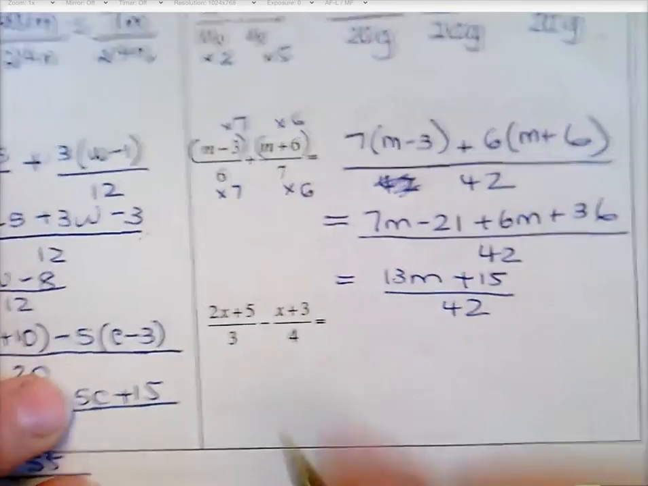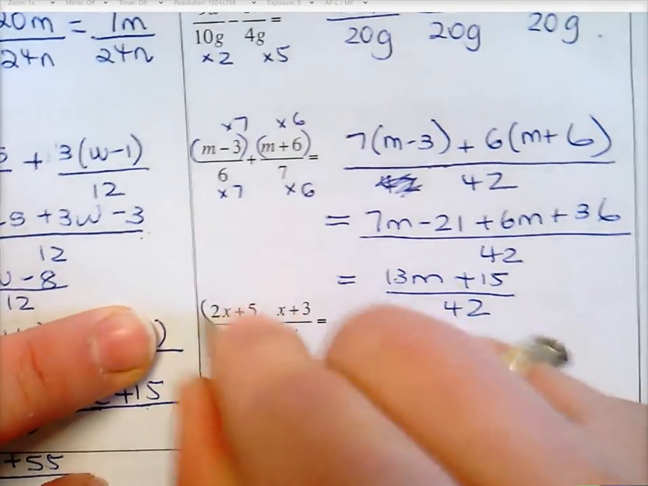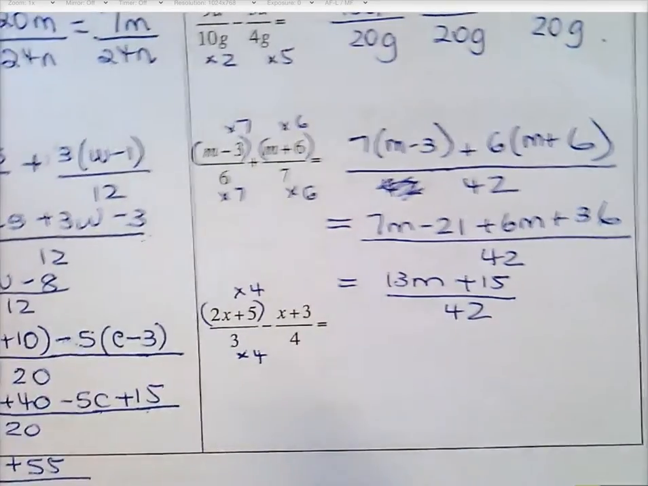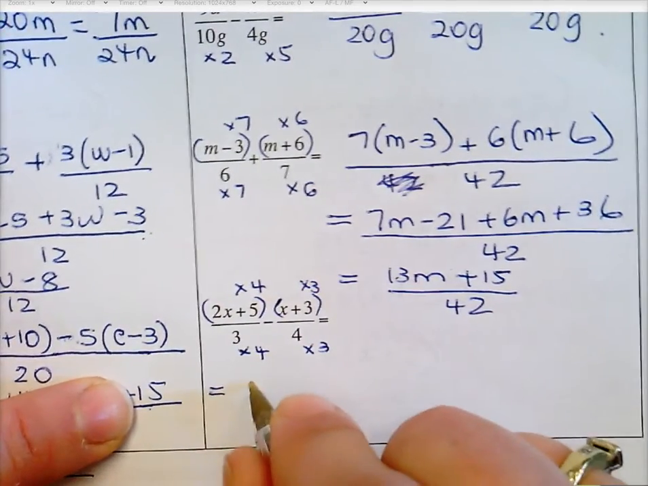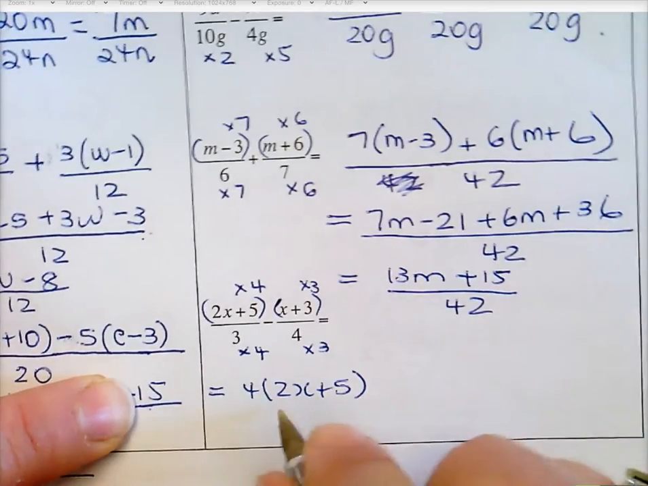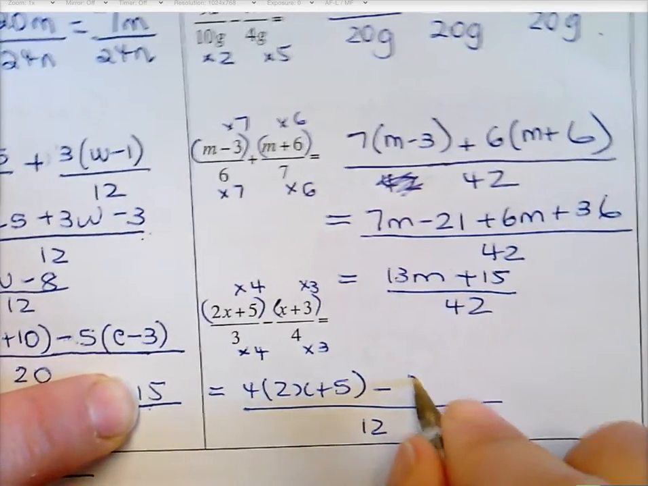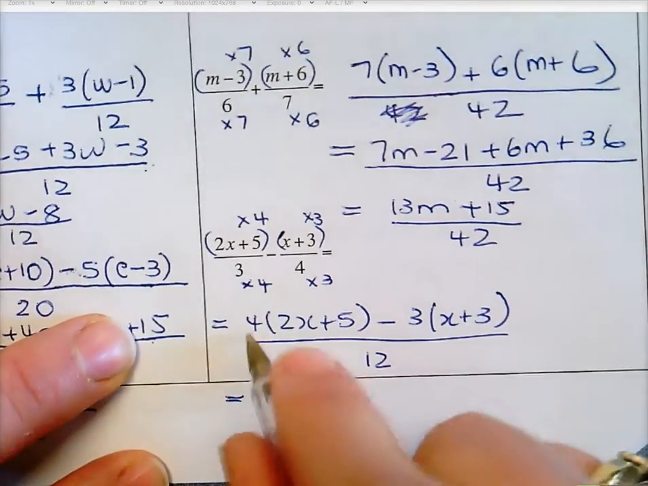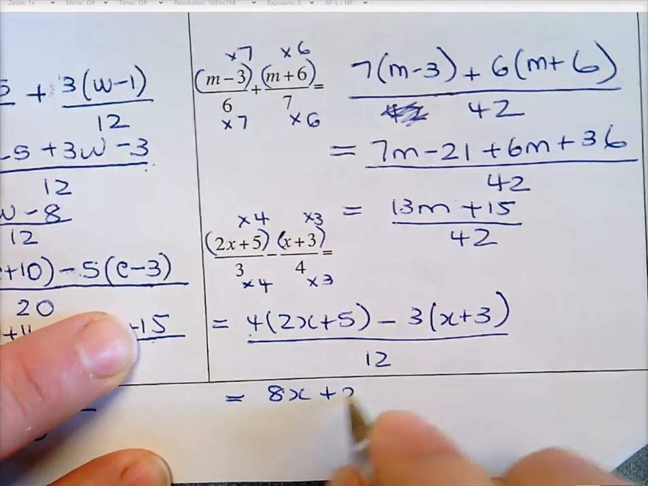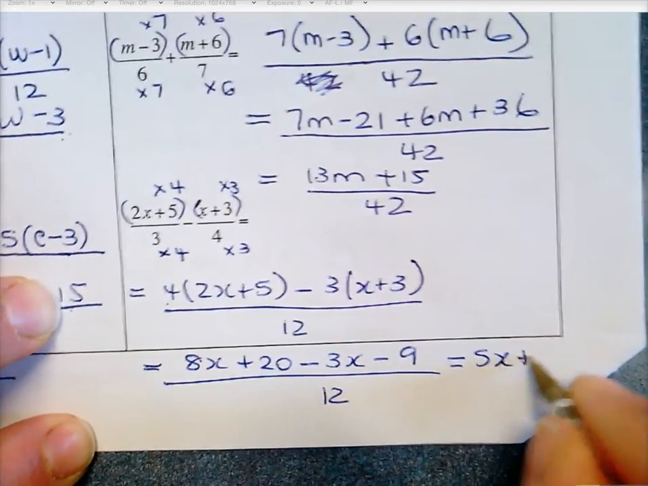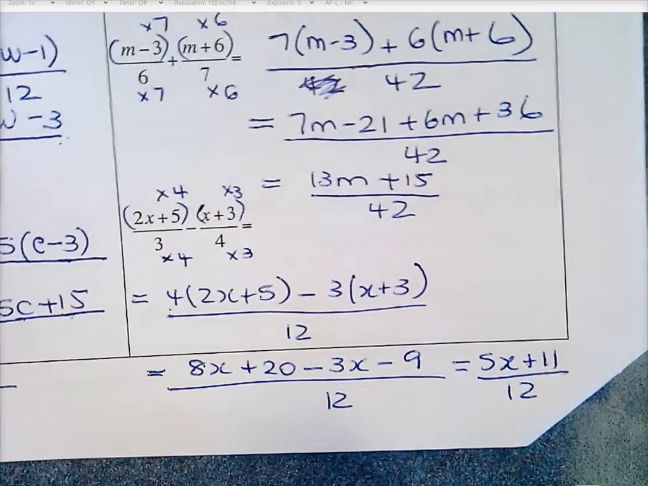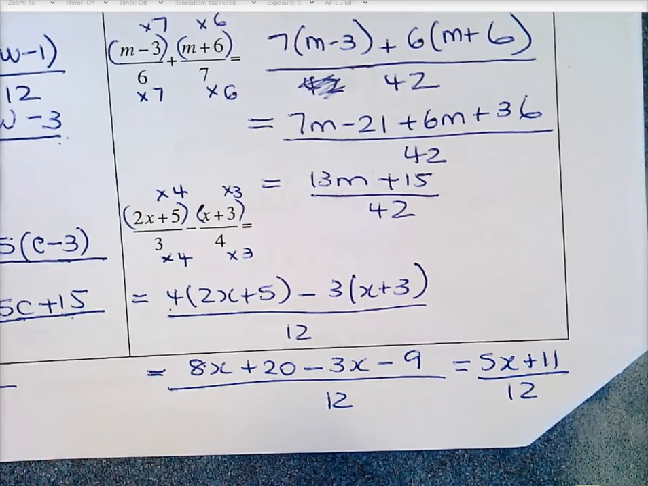The last question. We want to make the denominator 12. Timesing the first fraction by 4 and the second fraction by 3 equals 4 bracket 2x plus 5 all over 12 minus 3 bracket x plus 3 equals 8x plus 20 minus 3x minus 9 over 12 equals 5x plus 11 over 12. Okay, homework is exercise 2.8.